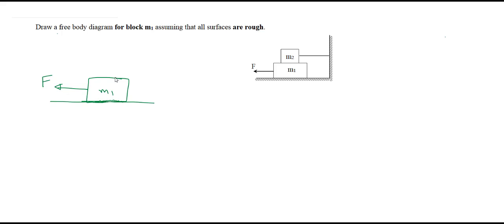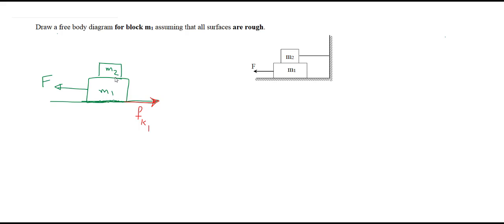Now this surface is not frictionless, it has friction. So when it's moving, that means there is kinetic friction in that direction. I'm gonna call it kinetic friction 1. Now here on top, you will have M2.